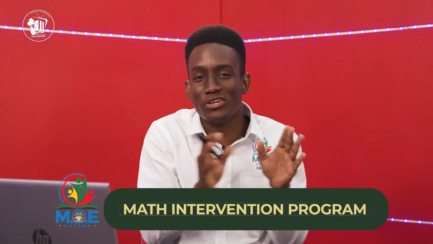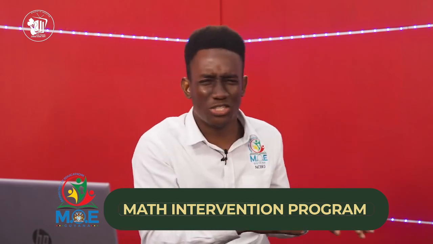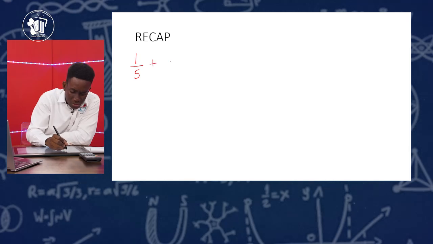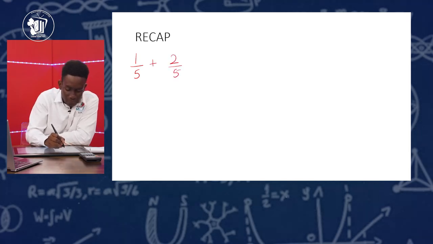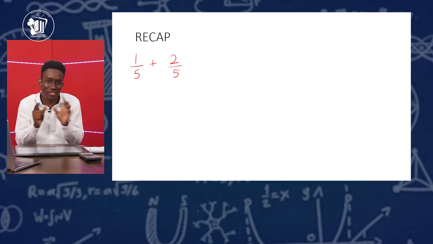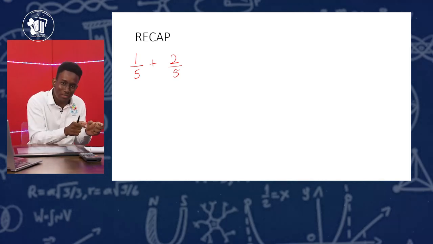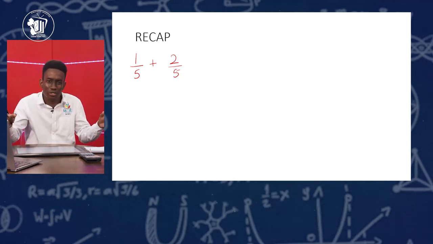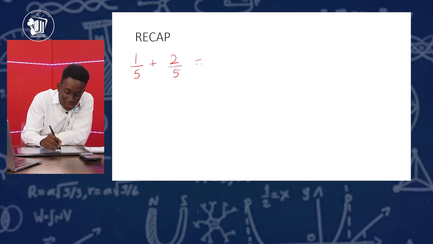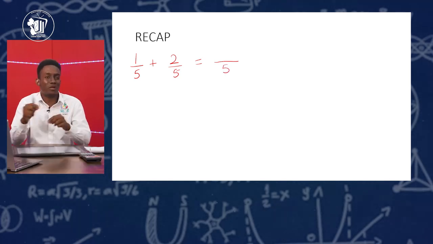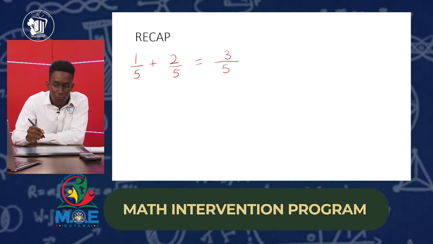Of course, let's recap what you already know about fractions. Forget about algebraic fractions, let's just focus on normal fractions. Let's say we have 1 over 5 plus 2 over 5. We know when we're adding fractions and the denominators are the same, we simply put back the denominator and we just add the numerators, the numbers at the top. In this case, 1 over 5 plus 2 over 5, the denominators are the same, so we put back the denominator, which is 5, and we add the 1 plus the 2, which gives you 3 over 5.